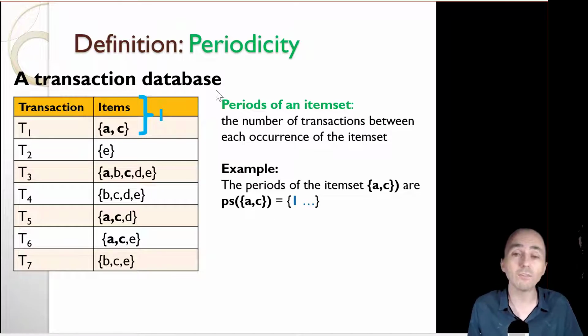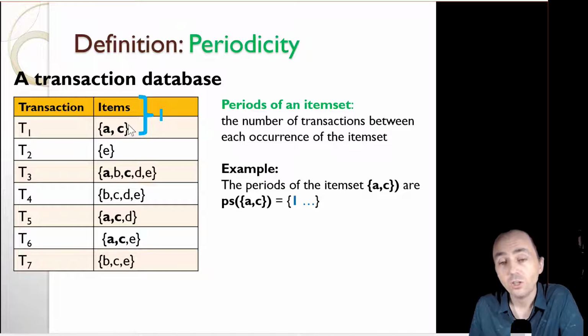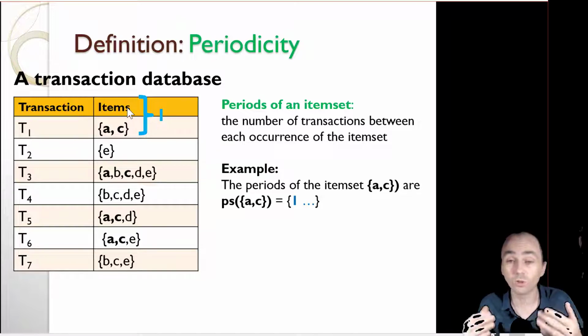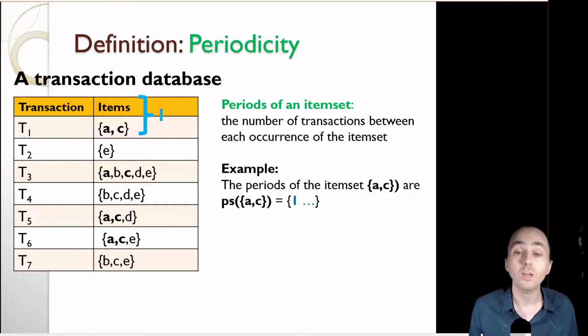So first, we have AC at the beginning of the database, AC in the transaction 1. So here we need to think, this is a special case actually, okay? AC appear in the first transaction. So we assume that maybe AC was there before, okay? We don't know because we don't know what happened before. But from T0, let's say there's a transaction T0 to T1, the difference is one transaction. So we say the first period of AC is one transaction. This is a special case, okay?